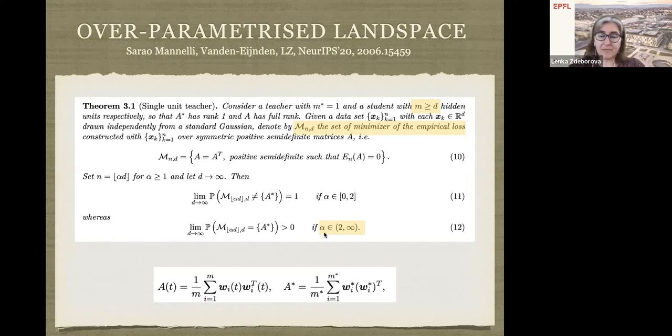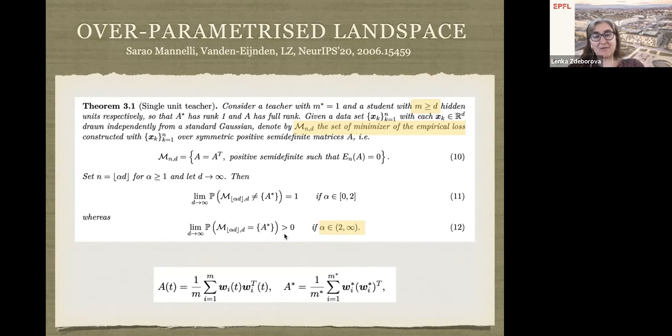On the other hand, when alpha is bigger than 2, then the set of minimizers, with finite probability, is only the ground truth A star. So what we managed to prove is this finite probability result, because that's of course often easier in these high dimensional settings.